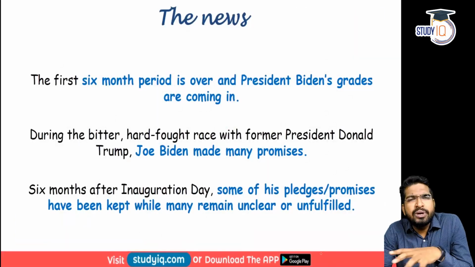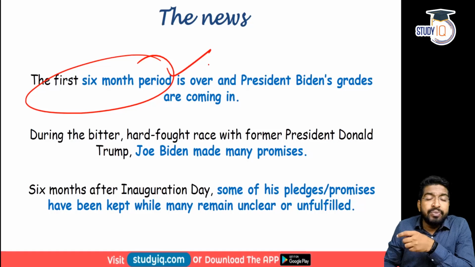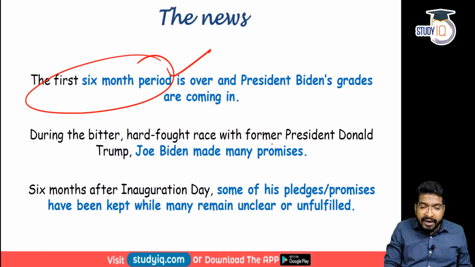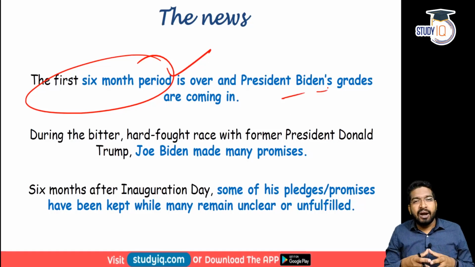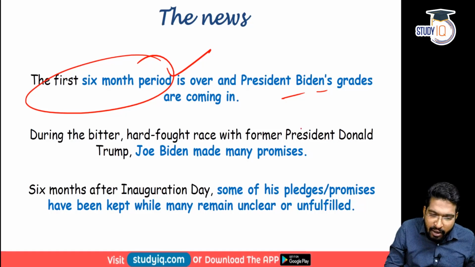Right, let's talk about the agenda today. As I told you, 6-month period has passed now. From January to July, Biden's 6 months have been seen. And if we talk about the election that took place in November, a lot of promises were made by Trump also, by Biden also. During the presidential elections, during the presidential debates, Joe Biden made a lot of promises.